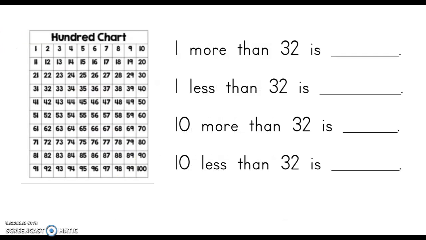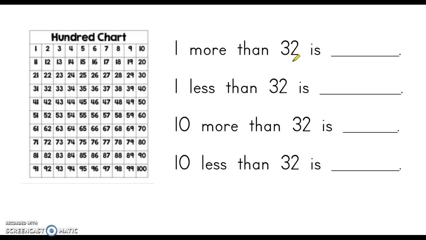On your Seesaw activity, you're going to see some problems that look like this. There'll be a picture of a 100 chart for you to use. If you remember in class, we worked on how to use a 100 chart to find numbers that are 1 more, 1 less, 10 more, and 10 less. You'll be given a number. In this example, it's the number 32. Yours will be different numbers.